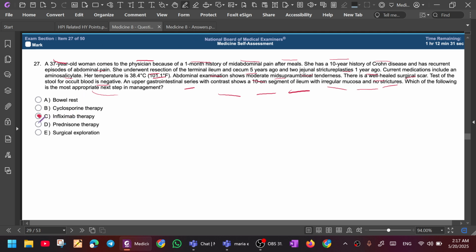Prednisone therapy is the best next step in management of this patient with signs and symptoms of moderate to severe Crohn's disease. The clinical severity can be determined based on assessment of symptoms, which in this case include fever and abdominal pain, both of which are consistent. She has fever, consistent with moderate to severe disease.